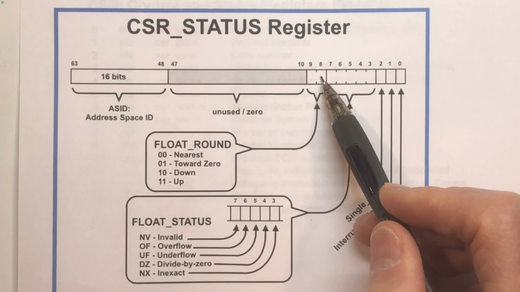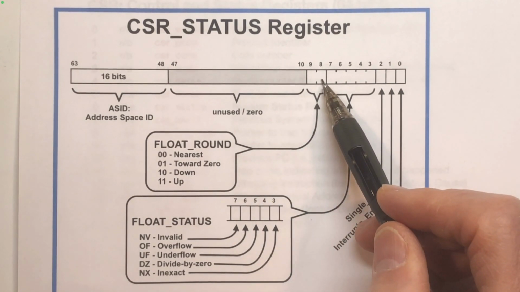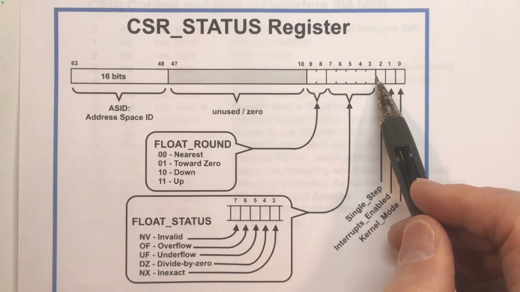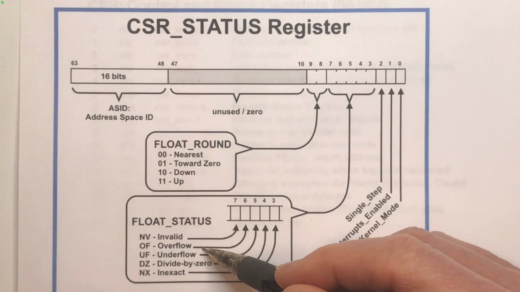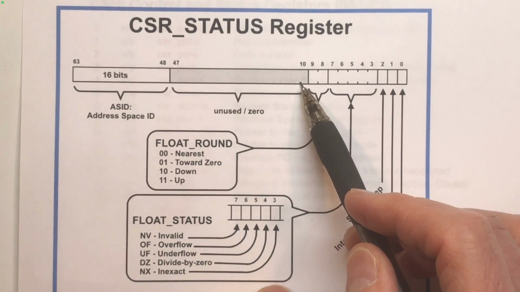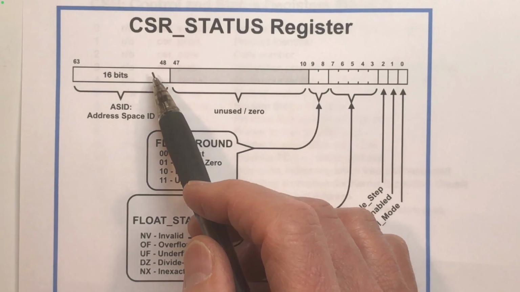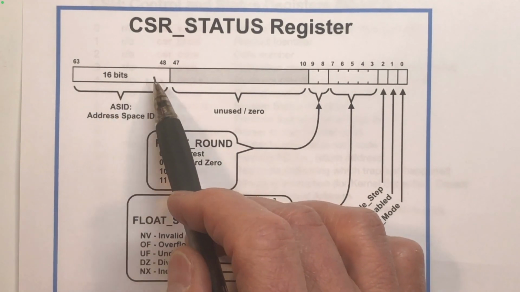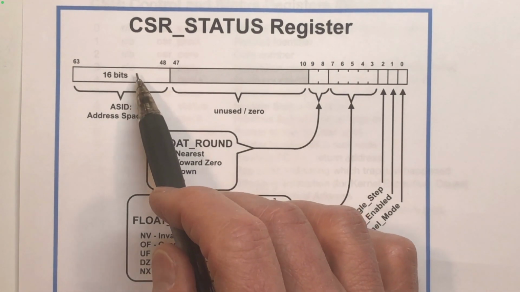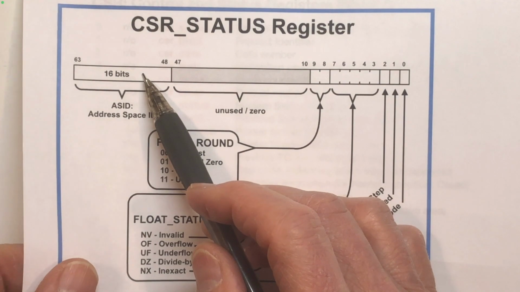This 2-bit field here determines how rounding is to be done by the floating point instructions. And this 5-bit field here contains bits that are set after floating point instructions to determine whether, for example, overflow occurred or not. These bits are unused, and this is the address space identifier. Each virtual address space has a 16-bit identifier code, and the code for the current virtual address space is stored in this field here.